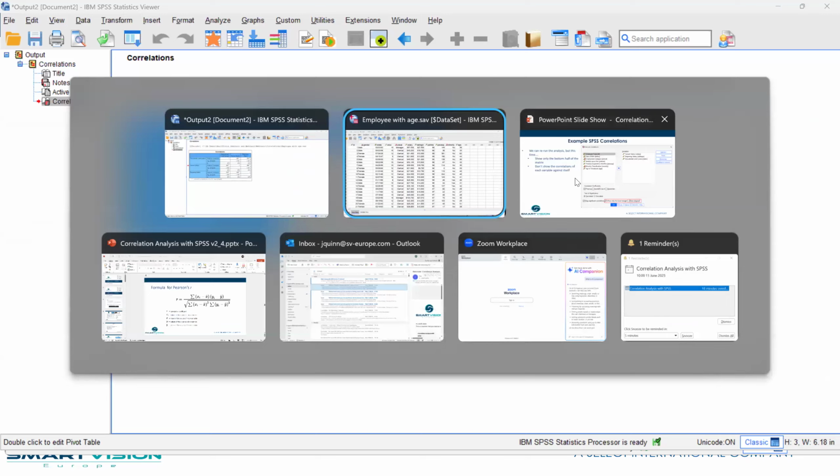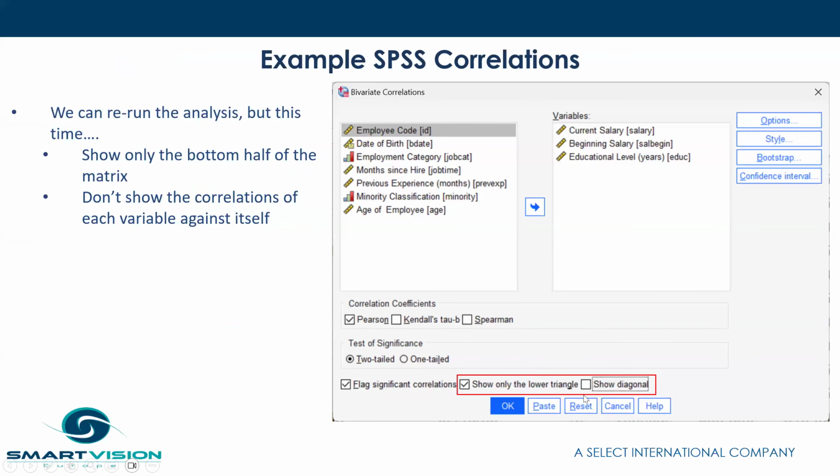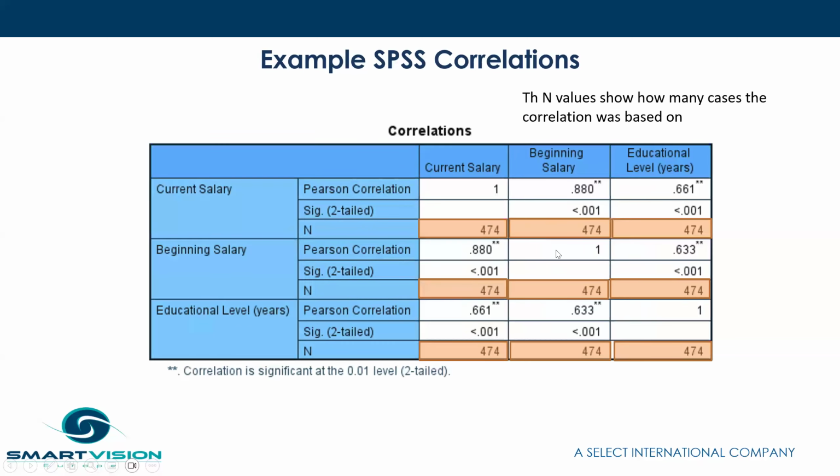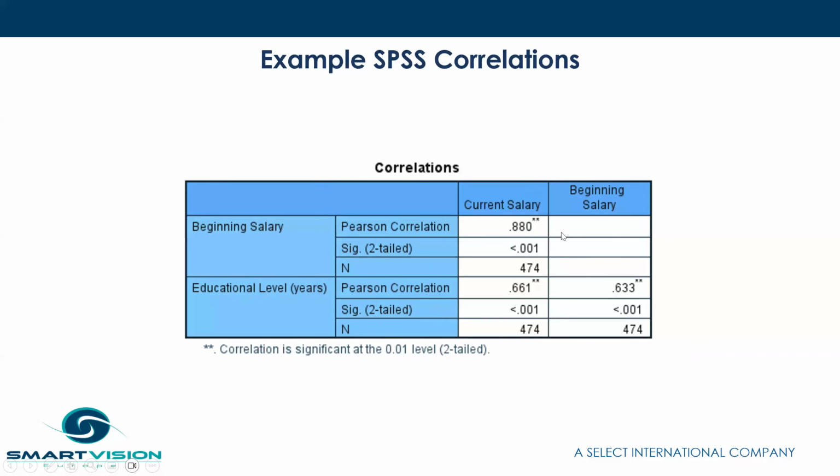But if I go back to correlations and check these little boxes here, look, if I say show only the lower triangle, so don't show me the mirror image, and don't show the diagonal, and I run that again, I get a much smaller correlation table where it's not repeating everything all the time. It's saying I'm not interested in beginning salary correlated against itself, and I'm not interested in the mirror image of it. I just want the three correlation values. So I can do that here.